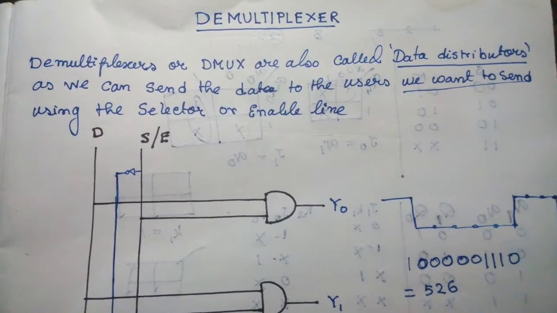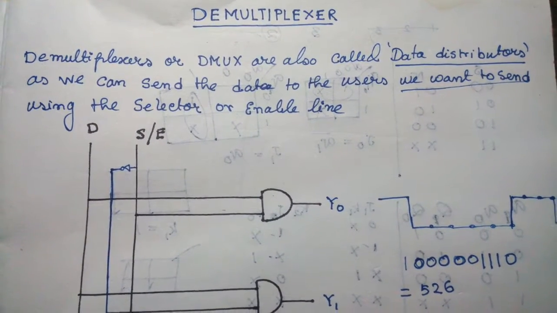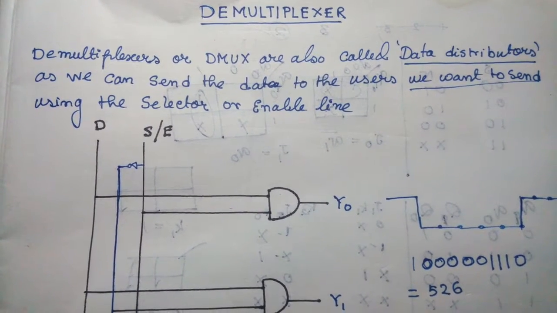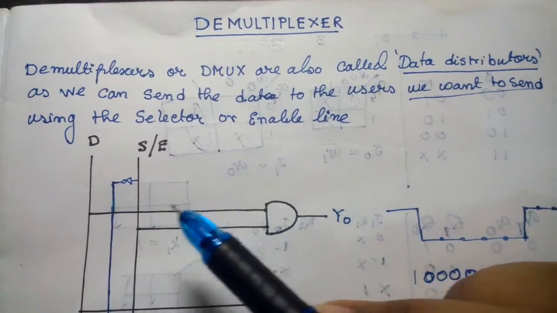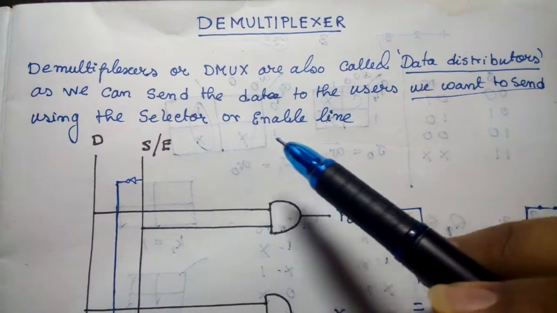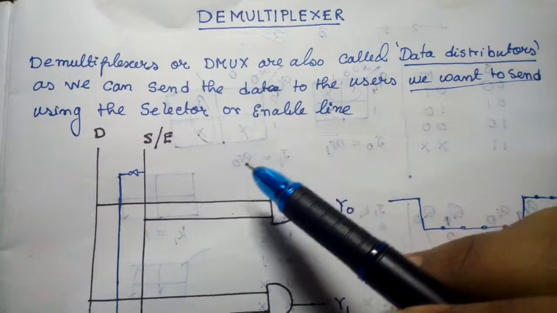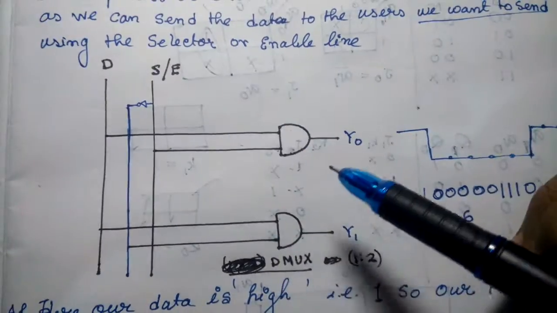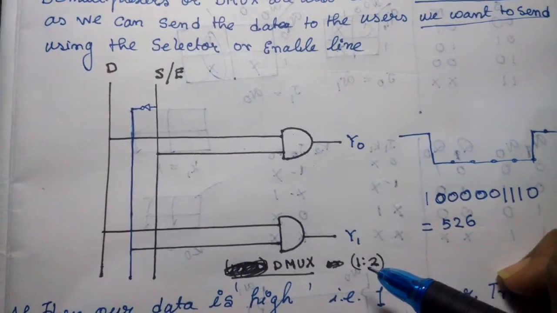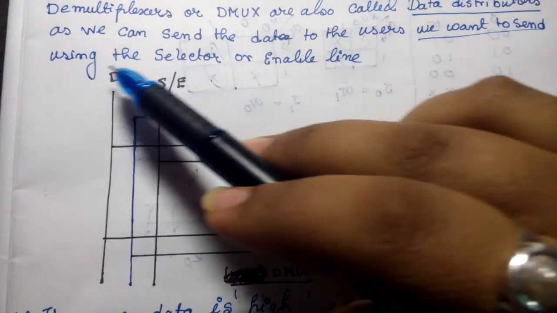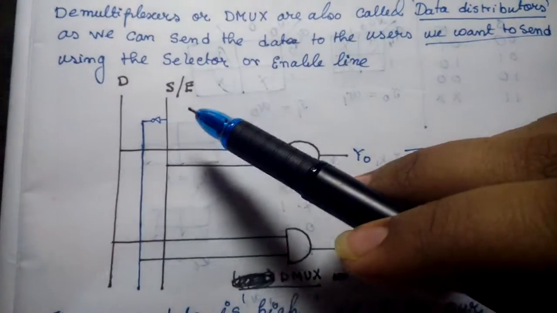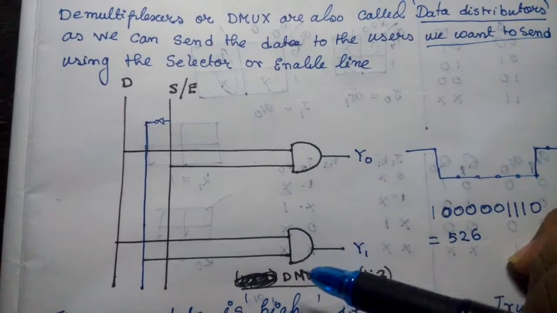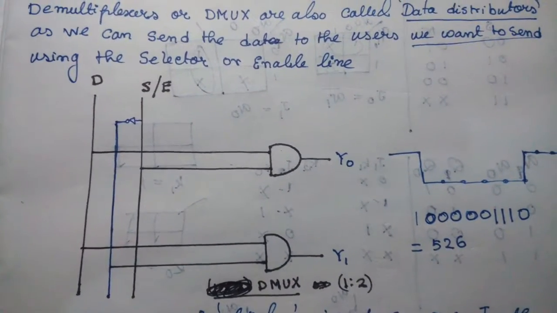This means that at the same time we cannot send the data to more than one person. So this is one of the main drawbacks of the demultiplexer, but I can say that the demultiplexer is a very useful thing to send data. And for selection purposes we generally use a selector line, which is also called an enable line. Here you can see a circuit diagram of the demultiplexer. I have designed a 1:2 demultiplexer, where this D is our data line and this line is our selector or enable line.